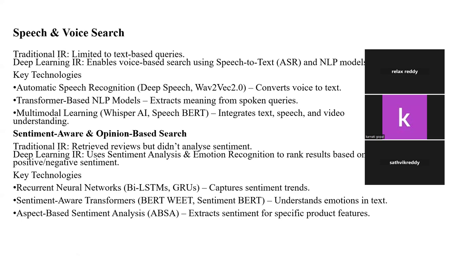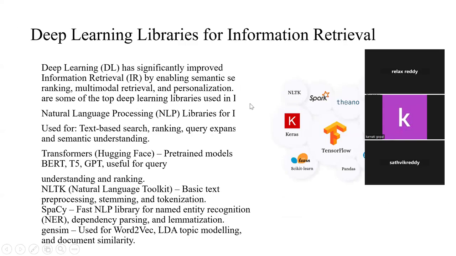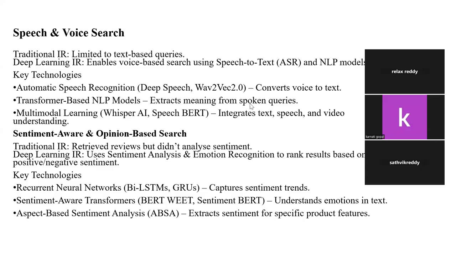Additionally, deep learning has improved sentiment-aware and opinion-based search by not only retrieving reviews but also analyzing sentiment using techniques like recurrent neural networks and sentiment-aware transformers. Aspect-based sentiment analysis further refines this by identifying sentiment related to specific product features, making search results more insightful and user-centric.